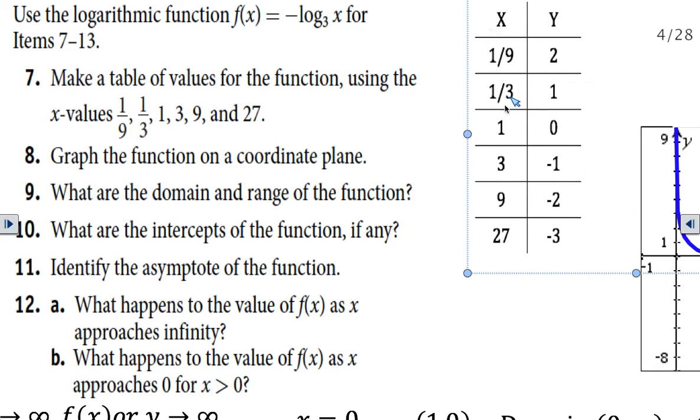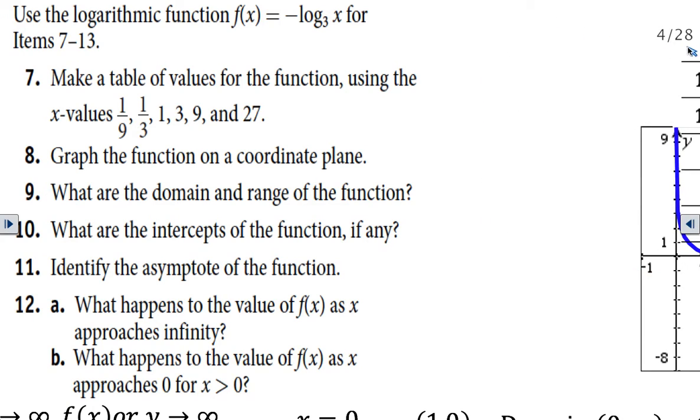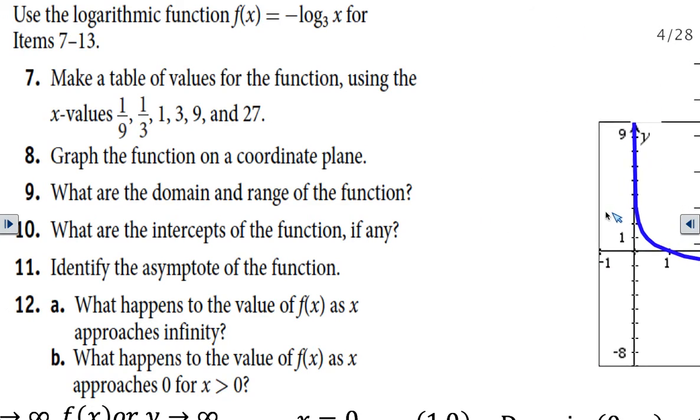So these are the table values, and the values for 1, 3, 9, and 27 are just right off of the table from your calculator. But when you're trying to find the value for when x is 1/9 or when x is 1/3, you would just plug that number in for the x here into your calculator, and you would get 2. Plug in 1/3 for x, and you would get 1. So that's how we got those table values. Hopefully you all know how to do that.